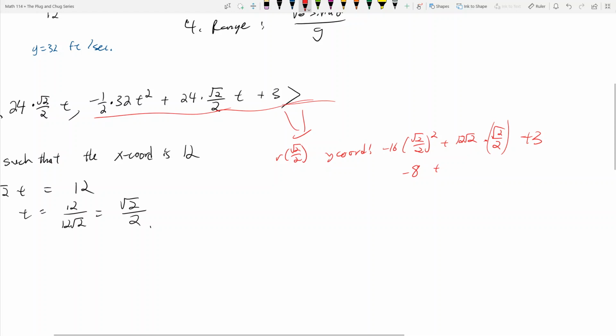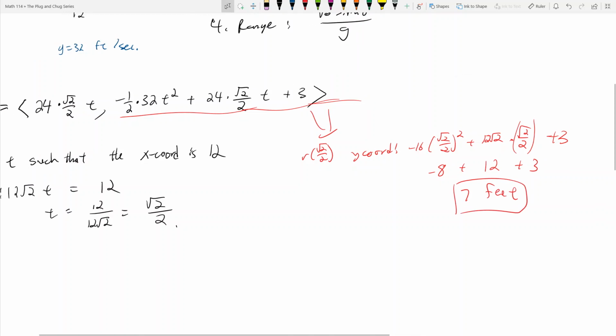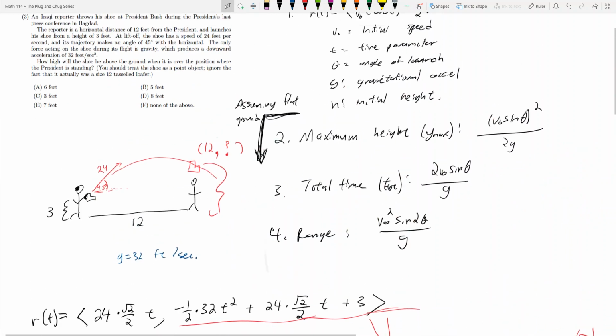So 12 and 2 cancel, that's 6. And then root 2 times root 2 is 2, so I got 6 times 2, that's 12. And then I add 3, okay, and that means my final height is going to be 7 feet, right? The final height, the y-coordinate of this shoe toss, is going to be at 12, comma 7. All right, and that's what we found. So the answer is going to be E for this first problem, okay?